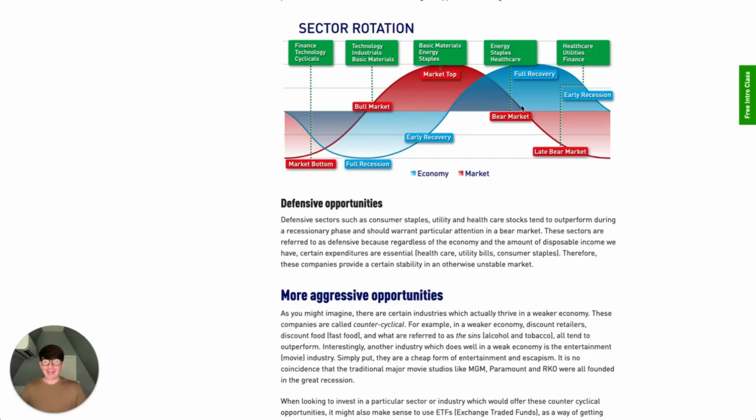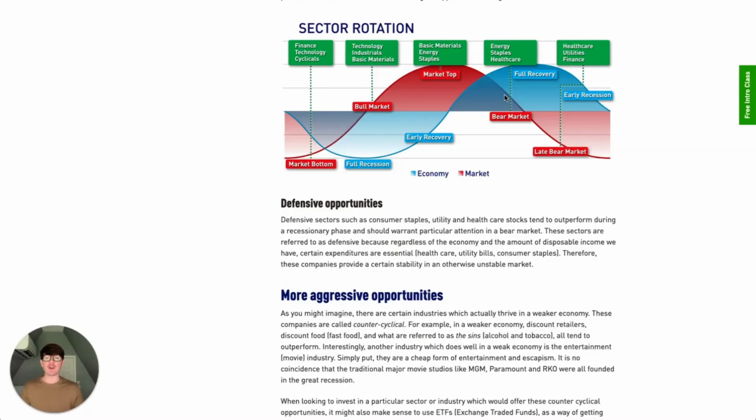When the market is in a certain phase, there are certain sectors or areas of the market that perform better. For instance, as you can tell from this chart, when the market is at its bottom, finance and technology sectors tend to do well. When the market is rising and bullish, that's when technology and industrials and basic materials do well. When the market is at the top, that's when energy does well. And when the market's declining, that's when staples and healthcare does well. So there's different sectors of the market.